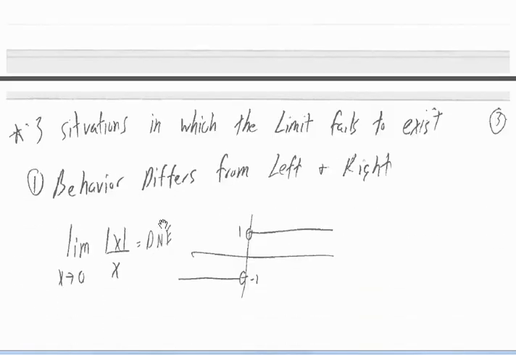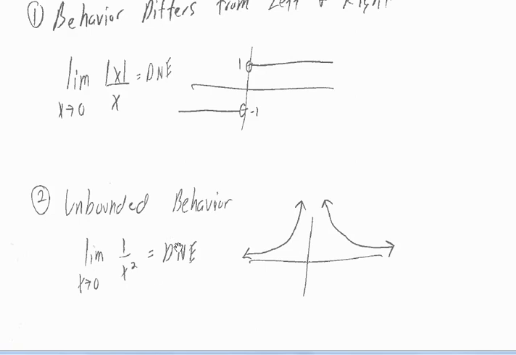So there's 3 situations when the limit itself doesn't exist, and here's the first one. It's when the behavior differs from left and right. For instance, in this graph, which is the absolute value of x over x, you have a piecewise graph, and you say what's the limit? As we're approaching from the left, its y value is negative 1. As we're approaching from the right, it's 1.